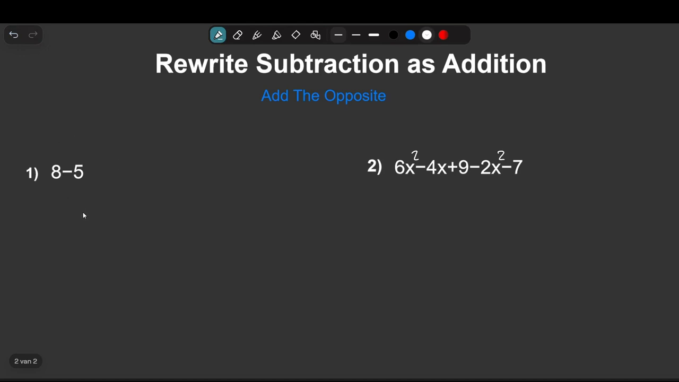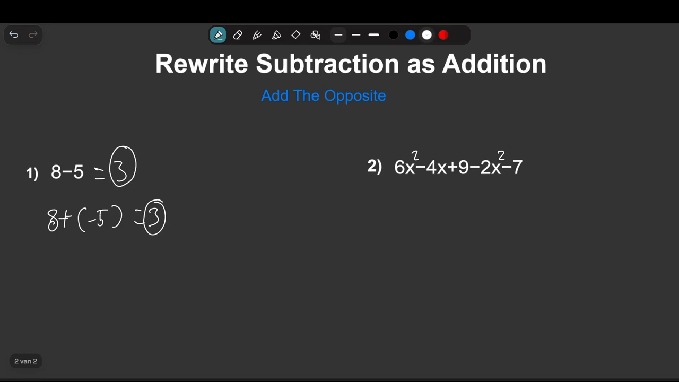What I like to do is just rewrite the whole problem. But first let's solve this. 8 minus 5 is going to be 3. And now let's do it with the opposite. So we're going to do 8 plus, and then in parentheses, the opposite of 5, which is minus 5. So 8 plus minus 5. Basically we're adding a negative number. 8 plus minus 5 is also going to be 3. As you can see, they are both the same final answer, but this can help you in some cases to get to the final answer a lot easier.